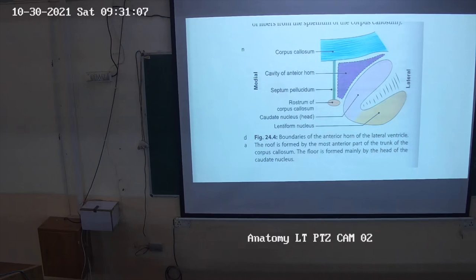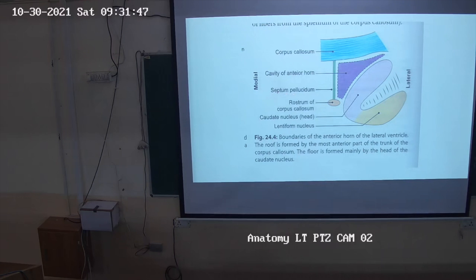Now look, the boundaries of the anterior horn. The roof is formed again by the anterior part of the corpus callosum. The floor is formed mainly by the head of the caudate nucleus and slightly by the rostrum of the corpus callosum. The medial wall is formed mainly by the septum pellucidum and partly by the rostrum of the corpus callosum.